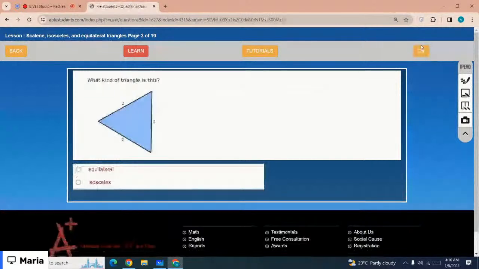Okay, what kind of triangle is it? Equilateral or isosceles? Which is the correct option? You can see all three side lengths are exactly equal, so that is the equilateral triangle. Got it? The correct option is equilateral.